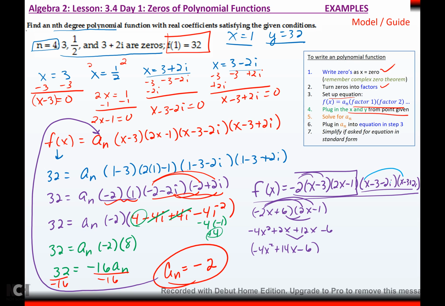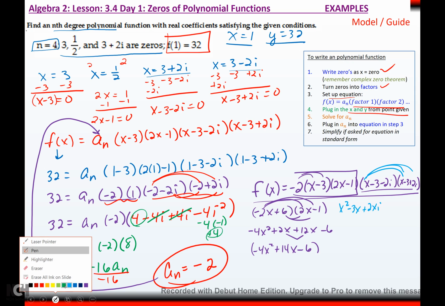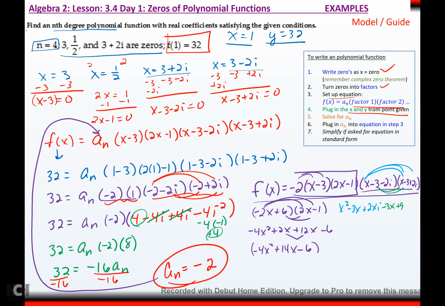So, over here, I'm going to have x times x is x squared. X times negative 3 is negative 3x. X times 2i is 2xi. I'm so not going to have room. Negative 3 times x is negative 3x. Negative 3 times negative 3 is positive 9. Negative 3 times 2i is negative 6i.